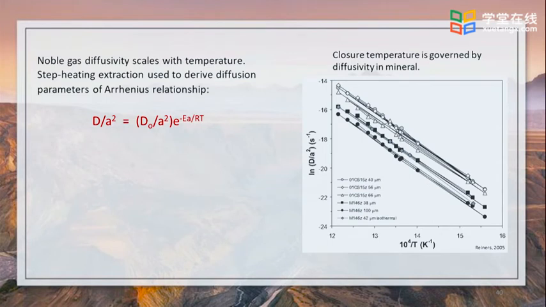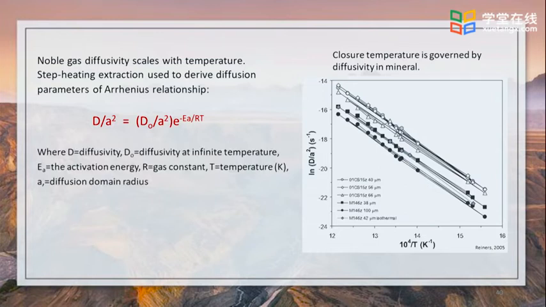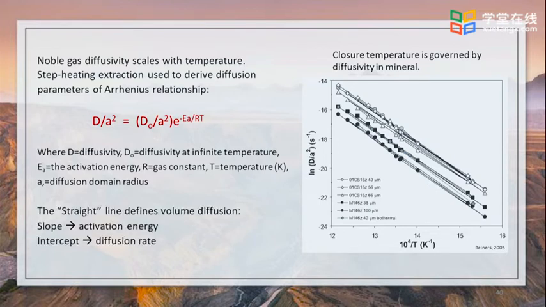Laboratory experiments on thermally activated three-dimensional helium diffusion give this relationship between diffusivity and temperature, where D is the diffusivity, D0 is the diffusivity at infinitely high temperature, EA is the activation energy, R is the gas constant, T is the temperature, and a is the diffusion domain radius. It is important to see that in this figure, the straight line defines volume diffusion, where the slope is the activation energy, while the intercept is the diffusion rate.